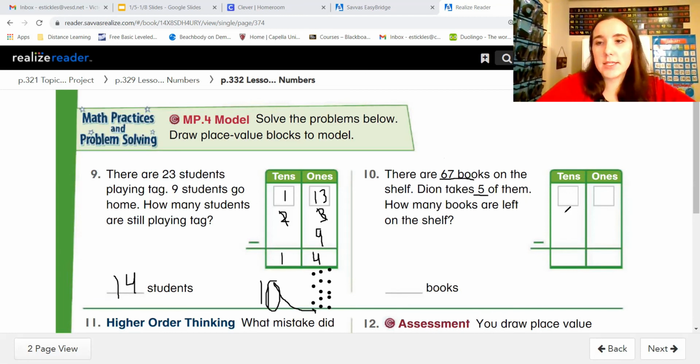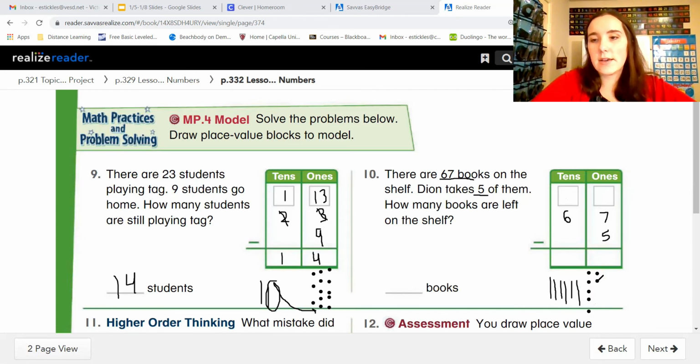Okay, so we're going to be doing 67 minus the 5 books that Dion took. So let's see if I need to regroup. I'm going to draw my picture first. I have 6 tens, 1, 2, 3, 4, 5, 6. And then there are 7 ones in 67. So 1, 2, 3, 4, 5, 6, 7.